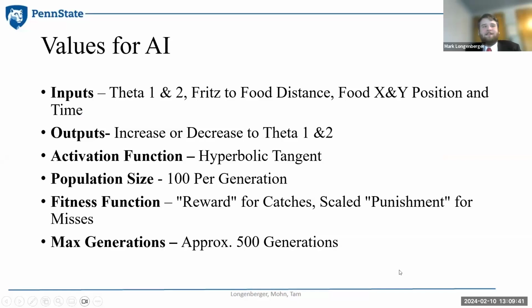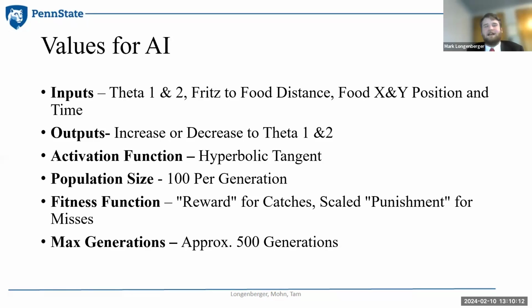So the values we decided to give the AI model are as follows. For inputs in the final model, we gave the AI θ1 and θ2 of Fritz, the distance between Fritz and the food, X and Y position, and time. For the outputs, the model told us whether to increase or decrease the value of θ1 and θ2. We used the hyperbolic tangent function as our activation function, since with that specific function, as the results tend towards one side or the other, they will quickly approach 1 or -1 to determine whether to move left or right.